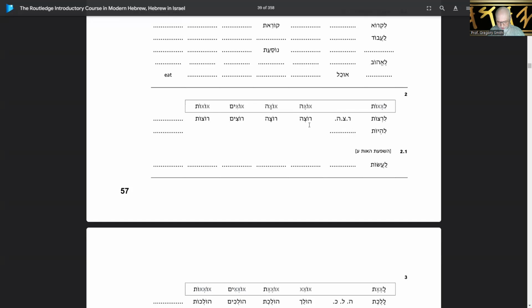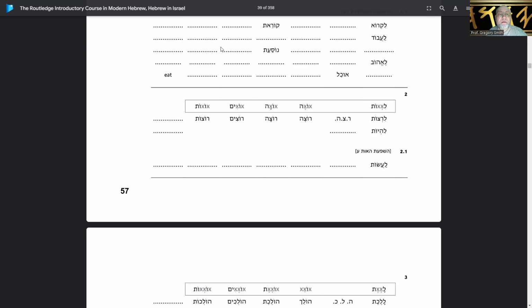Let's see, Resh, Sadiq, and Hey. Okay, it looks like... oh, not that one. Okay, yeah, to want. That's got to be it. Lirtzot, to want.